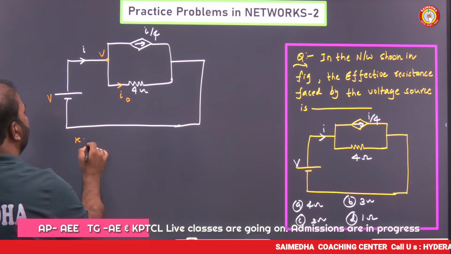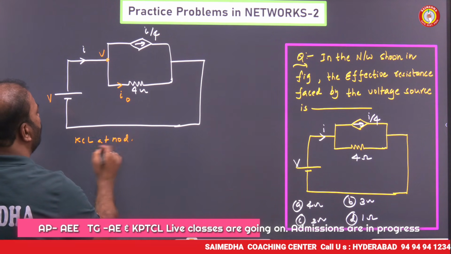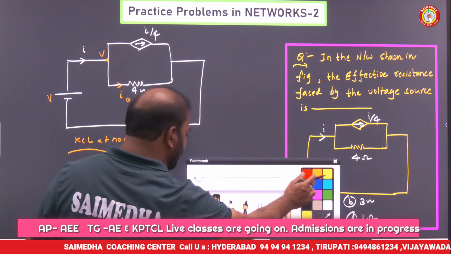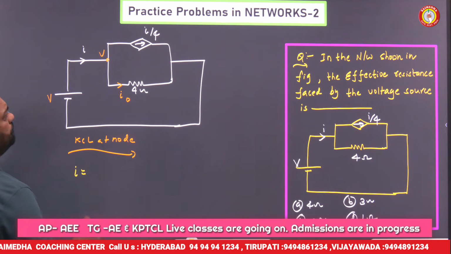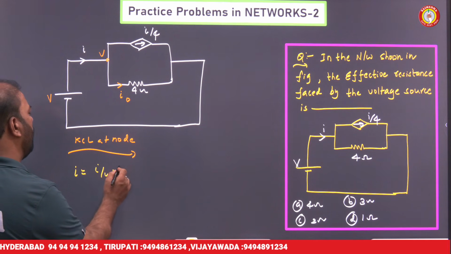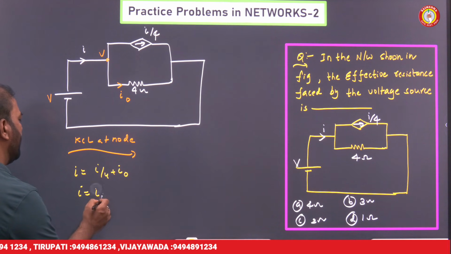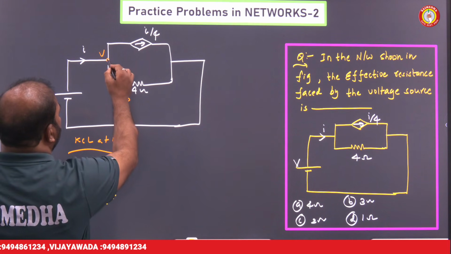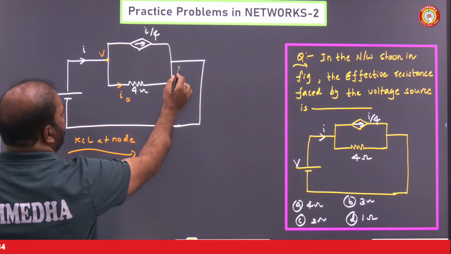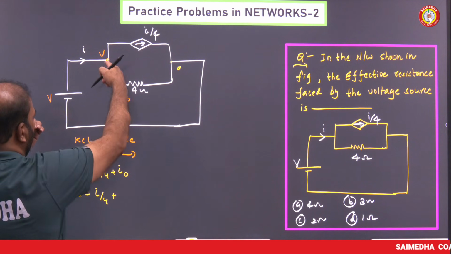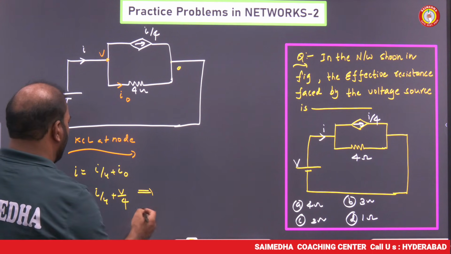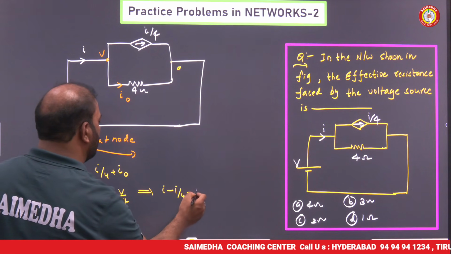If you apply KCL at the node, what do you get? Sum of the entering currents equals sum of the leaving currents. Only one current is entering, that is I. I is equal to I by 4 leaving plus I naught leaving. So I is equal to I by 4 plus I naught. What is I naught? I naught is nothing but the voltage at this point minus the voltage at the other point, which is 0, divided by 4. So V minus 0 by 4 means V by 4. Which means I minus I by 4 is equal to V by 4.